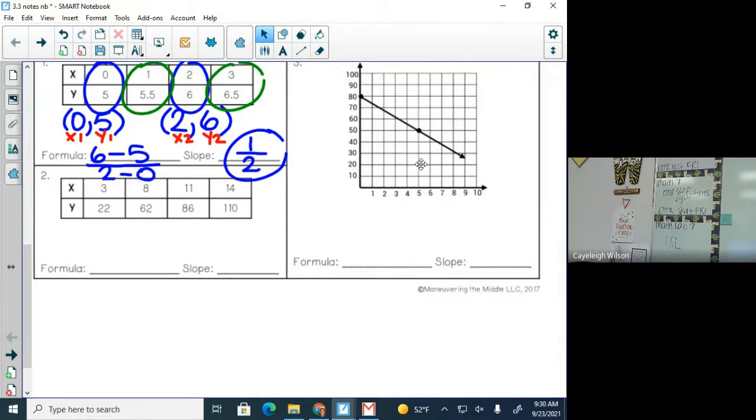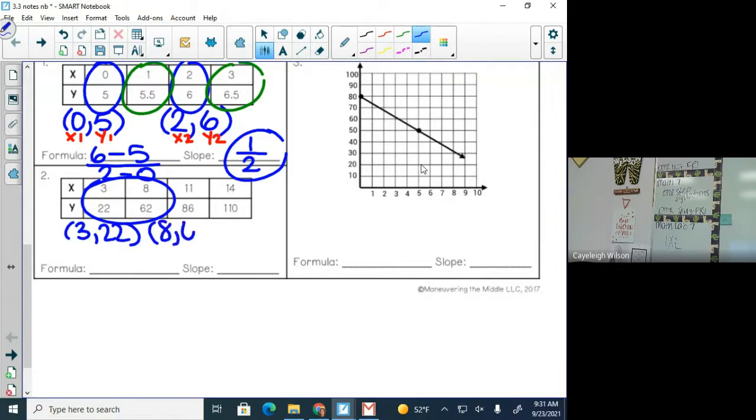Do you all want to hear how my mind works? Does anybody know what 2 points I would have chosen? Because I don't have a calculator, Franklin. All right, Brooklyn. The 3 and the 8, because look at the y's. 22 and 62, it's 40. So I don't have a calculator, so that's why I would have chosen those 2. It doesn't matter though, the other points that you all said were fine. So I would choose these 2, so I would choose 3, 22 and 8, 62. So my x1, y1, my x2, y2.